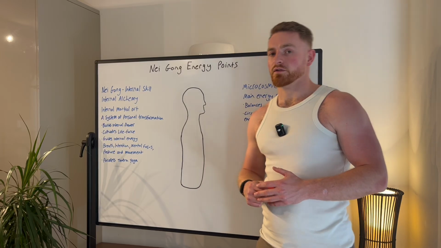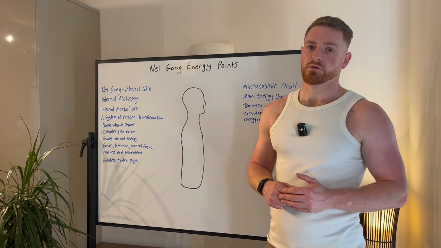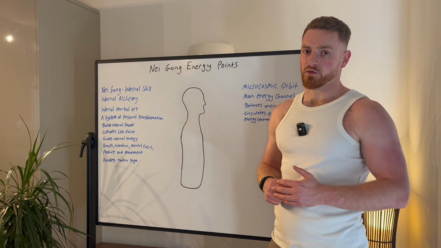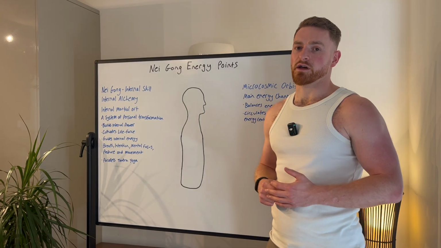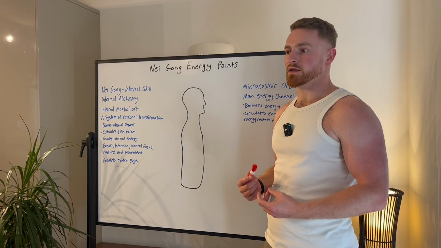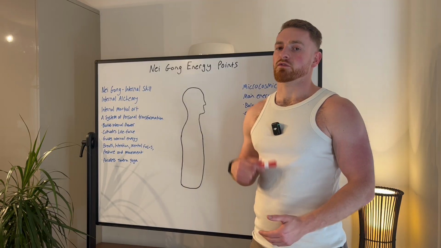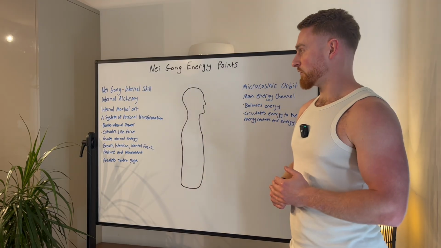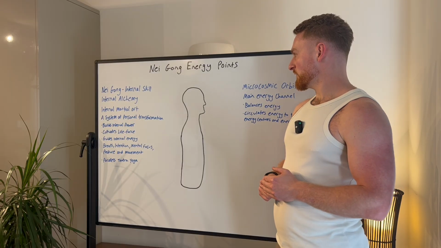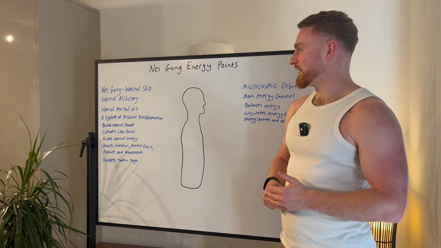So in today's video, I'm going to talk you through the main energy points to focus on when trying to open up your microcosmic orbit. And then at the end, we're going to go into a guided practice to help you really sink your mind into these energy points, to begin to awaken them so that you can begin to circulate your energy and open up the microcosmic orbit. So this information comes from the system of gong.